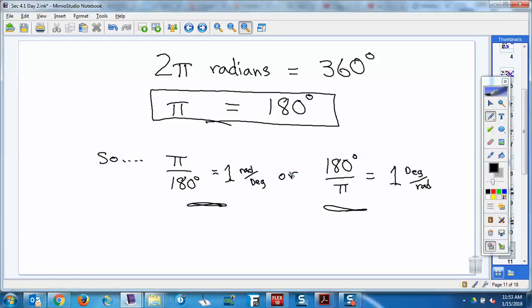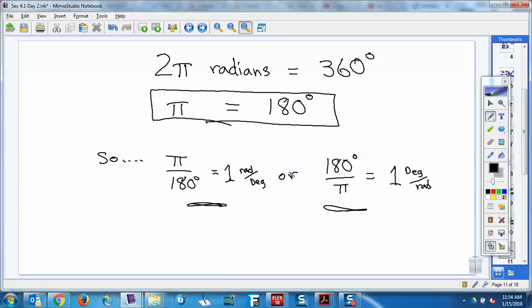radians. Remember when you went around the circle, 1 radius, 2 radius, 3 radius, it was a little short, right? 3.14 radians. That's the same as 180 degrees. So that means pi over 180 would equal 1 radian per degree, or 180 over pi would be 1 degree per radian. So we can use that as a conversion back and forth.